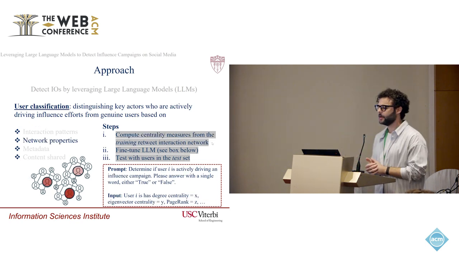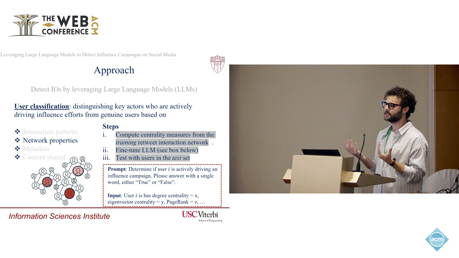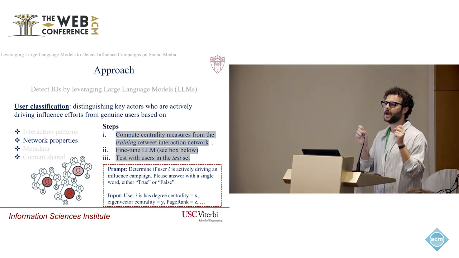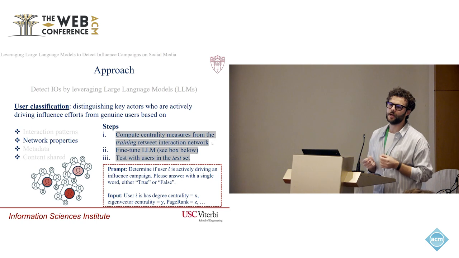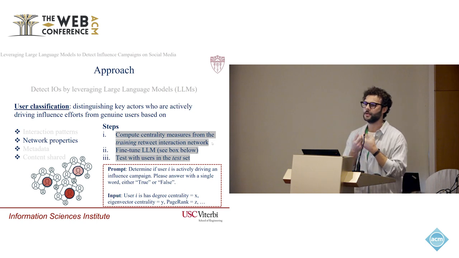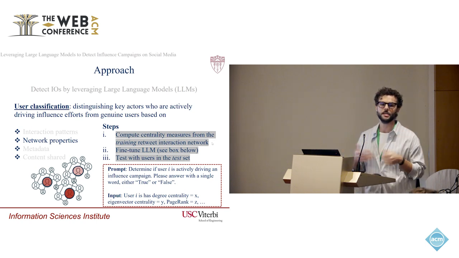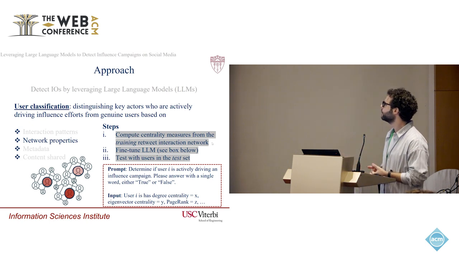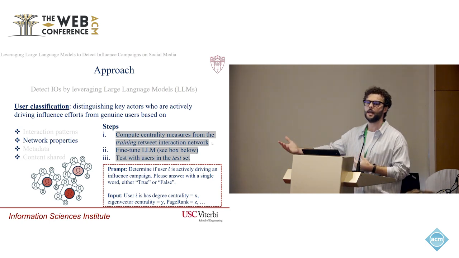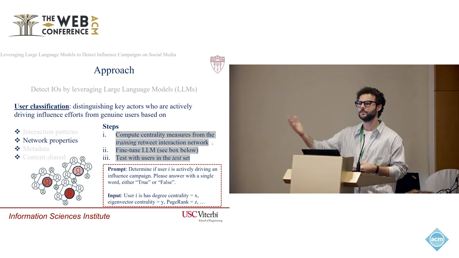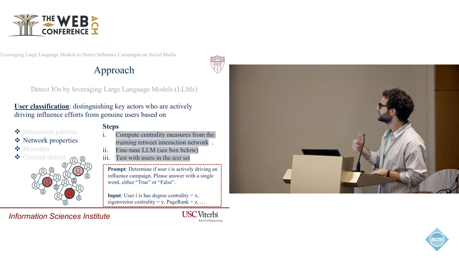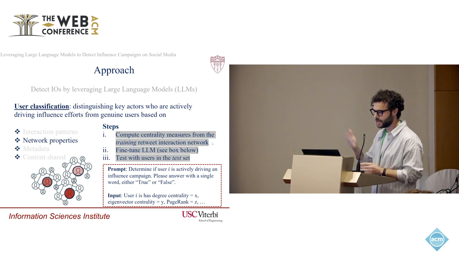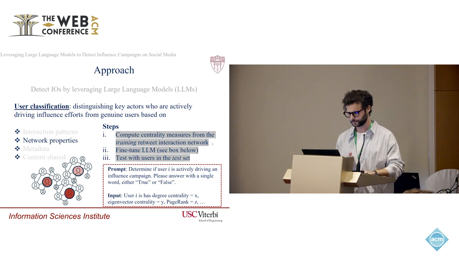A similar framework is used in the second model, which is based on network properties, where we use the very same retweet network to extract and compute network centrality measures. So for each user, we compute different centrality measures, such as degree centrality, eigenvector centrality, PageRank, and so forth. And this will be our input to the LLM. So we will say to the LLM, look, this user I has centrality X, eigenvector centrality Y, and so on and so forth. And then we fine-tune the LLM and test with the test set.